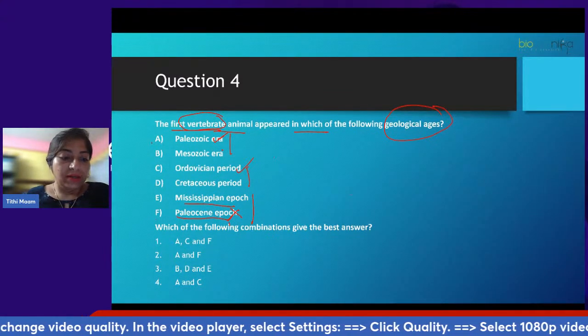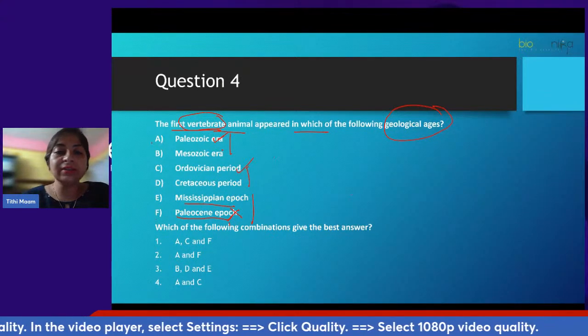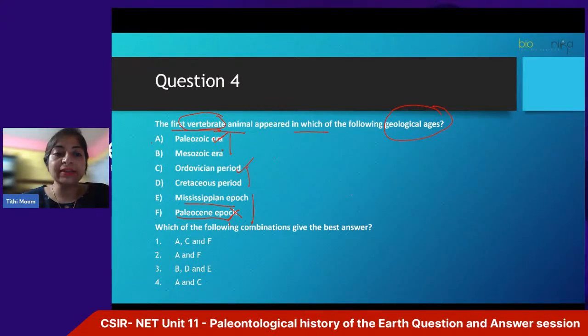Yes, right. So when you know the answer, then you can directly answer it, that it is in the Paleozoic era, the first era, and the second period of that, that is the Ordovician period. That is the time when the first vertebrate made its appearance in the form of jawless fishes. Remember?